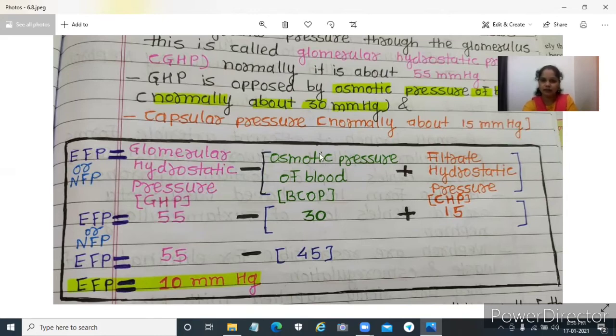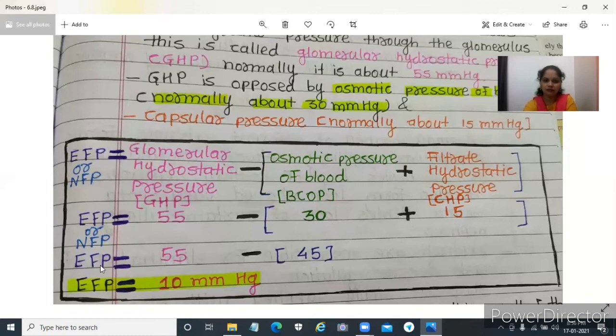It opposes, who does it oppose? The osmotic pressure of blood. It is also called BCOP, blood colloidal osmotic pressure. It is about 30 mmHg. While the filtrate hydrostatic pressure, meaning the capsular hydrostatic pressure, is the pressure at which the filtrate enters into the Bowman's capsule. This is about 15 mmHg.